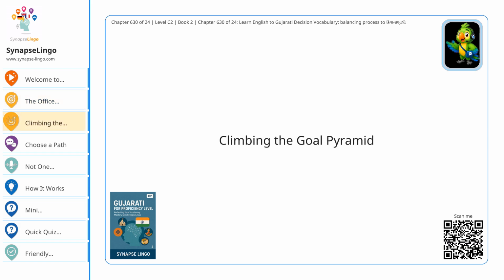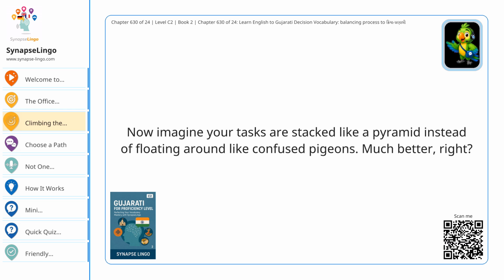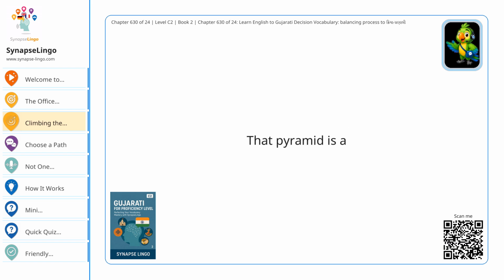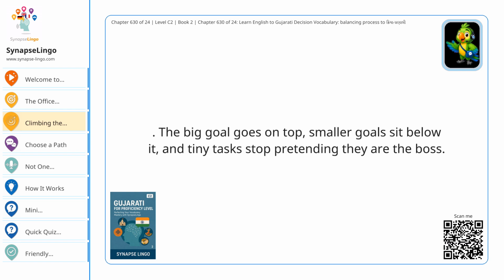Climbing the goal pyramid. Now imagine your tasks are stacked like a pyramid instead of floating around like confused pigeons. Much better, right? That pyramid is a લક્ષ્ય પદાનુક્રમ. The big goal goes on top, smaller goals sit below it, and tiny tasks stop pretending they are the boss.